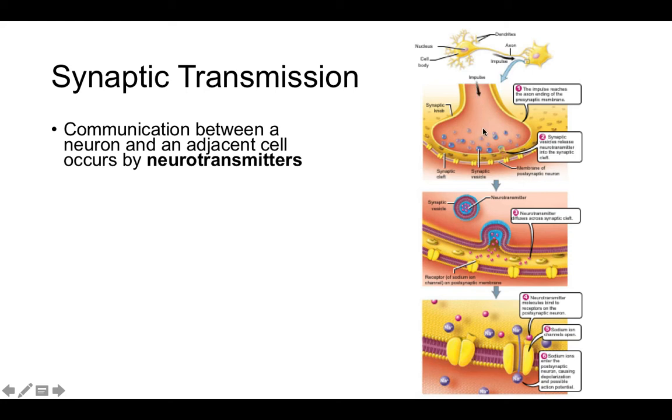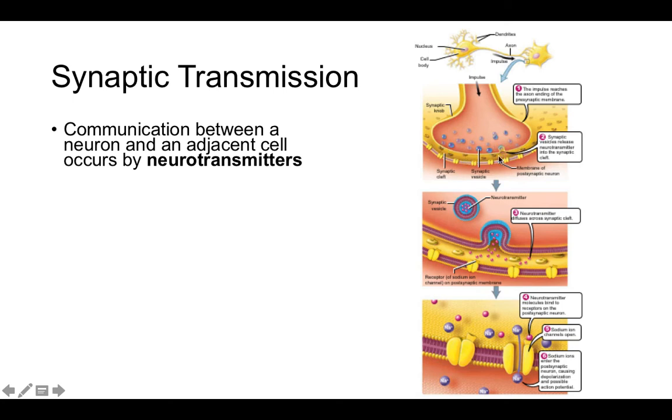The impulse comes all the way to the end, to the synaptic knob, where, again, we have exocytosis. We have vesicles full of neurotransmitter waiting for the impulse to reach here before they exocytose and release their neurotransmitter into the synapse.